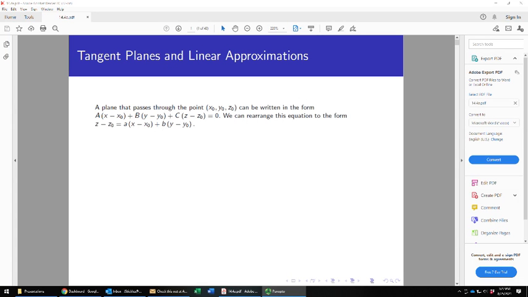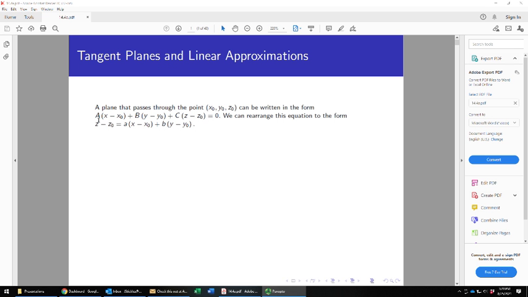In this video, we're going to talk about tangent planes and linear approximations. So, if you remember back to algebra class where you did equations of lines, or things that look like point slope form of lines, you know that you can write a line through a point x naught, y naught, or say even x1, y1. You can write it as y minus y1 equals m times x minus x1.